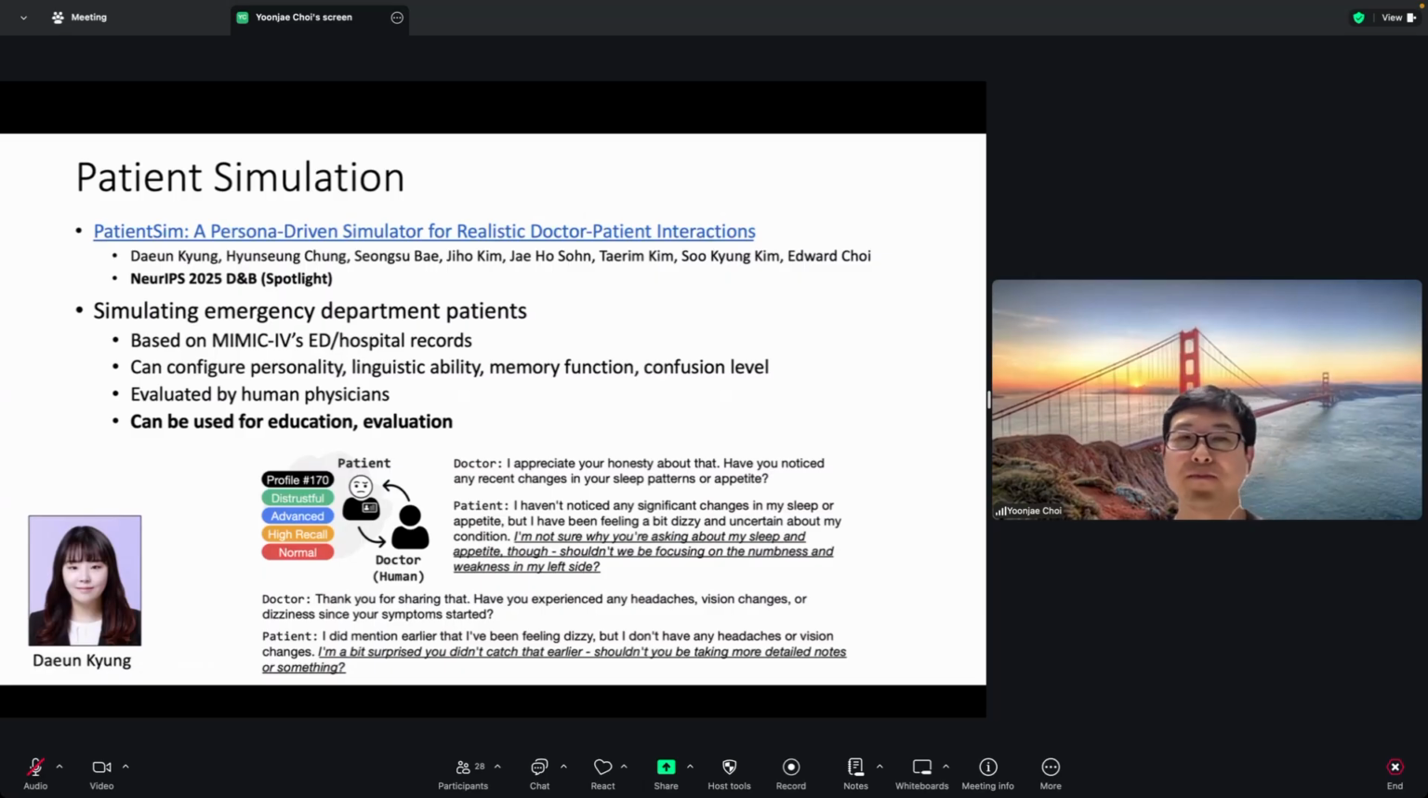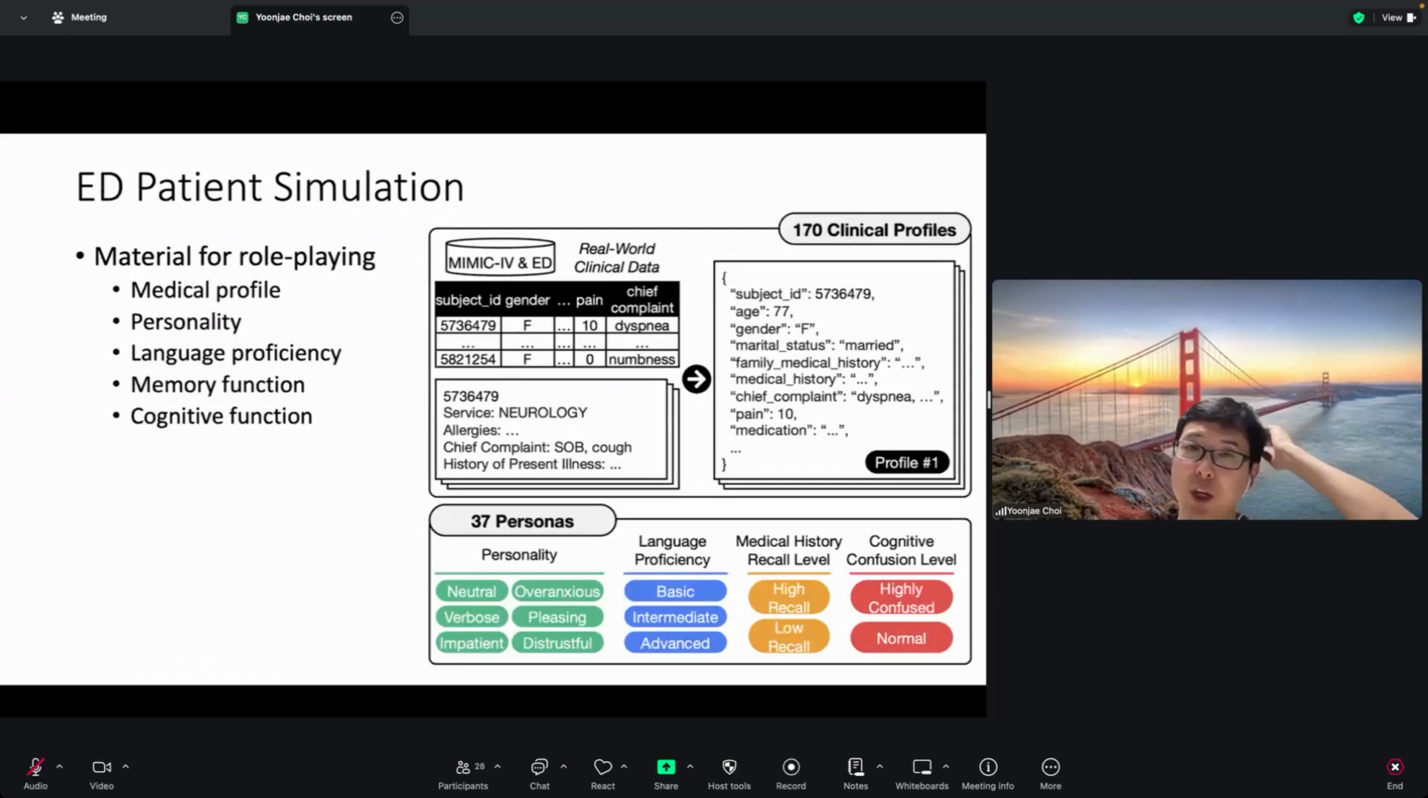That was our goal. So we used 5 different axes to comprise a person's persona, the first being the medical profile. The medical profile comes from MIMIC-IV, so we have MIMIC-IV and MIMIC-ED. We can extract a lot of relevant information from the discharge summaries, like age, job position, gender, family history, symptoms, and so on. So that's the medical profile. Then personality, language proficiency, medical history recall level, and cognitive confusion level.